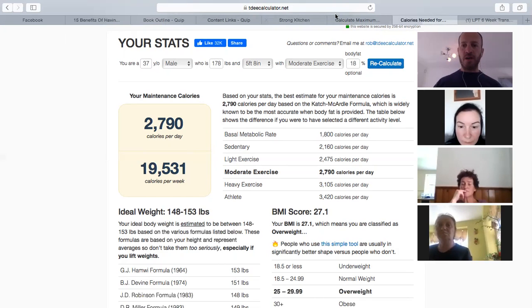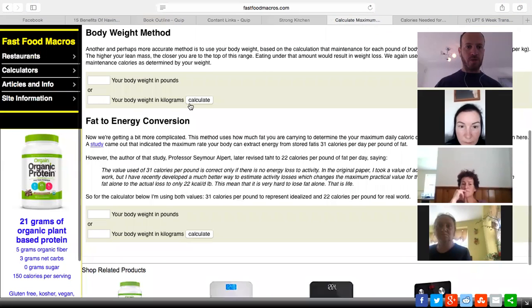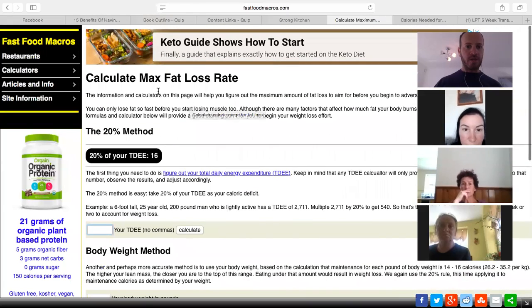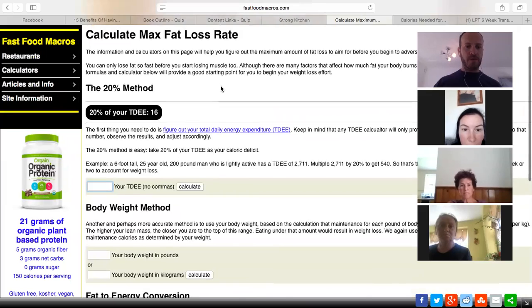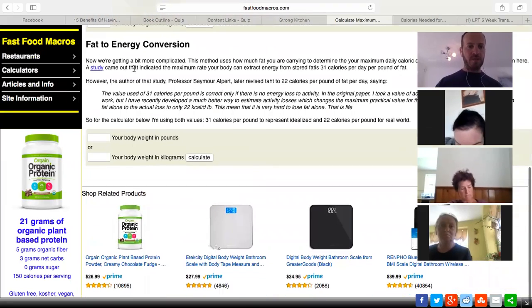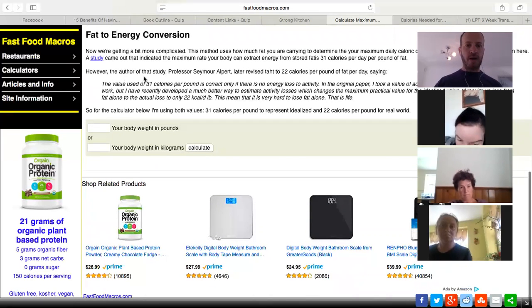Okay. And then the other calculator is this one. It's called the max fat loss rate. So if you scroll down to this bit here where it says fat to energy conversion, you'll be able to see it actually gives you a link to the study as well if you want to have a look at the study. But it actually talks about Professor Seymour Alpert, and all you do is I'll do it.